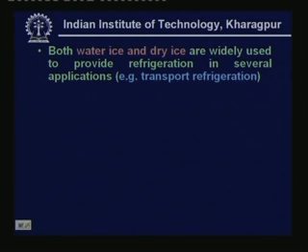For example, if you want to have cold water quickly, you can add ice blocks to water. That is the quickest way of reducing the temperature. These methods are also used in some special applications such as transport refrigeration. Especially solid carbon dioxide is used very widely in transport applications to keep the products cool. When you are using solid carbon dioxide, you can achieve temperatures as low as minus 78.5 degrees. So that means you can use this even for frozen food storage.